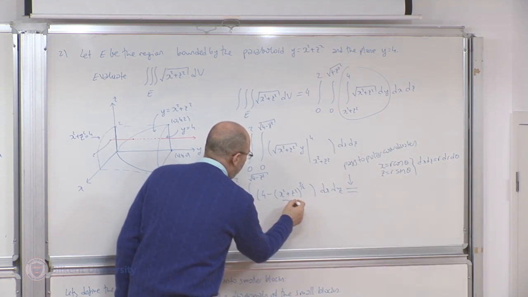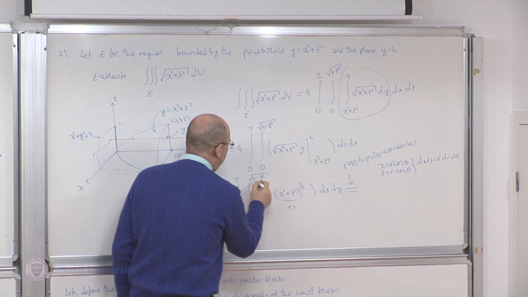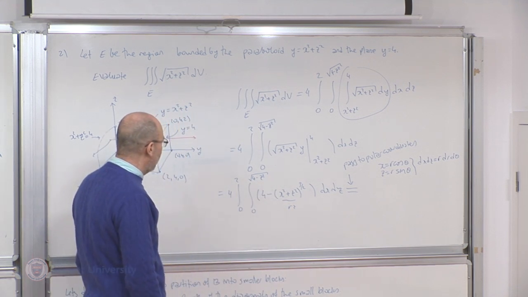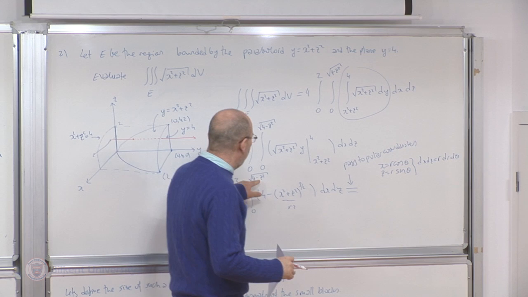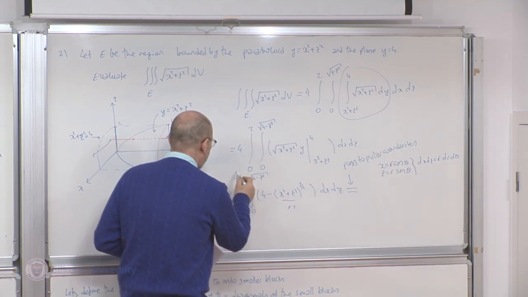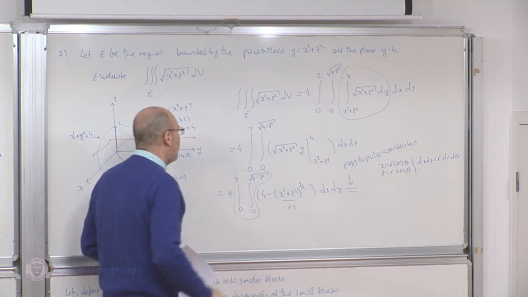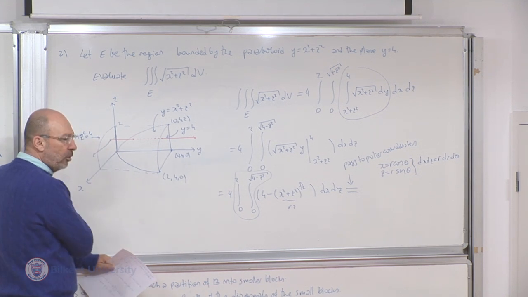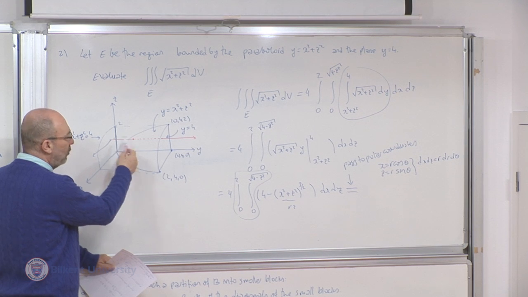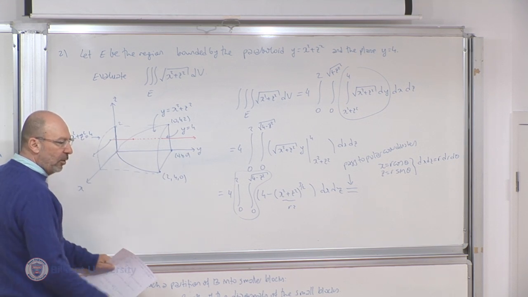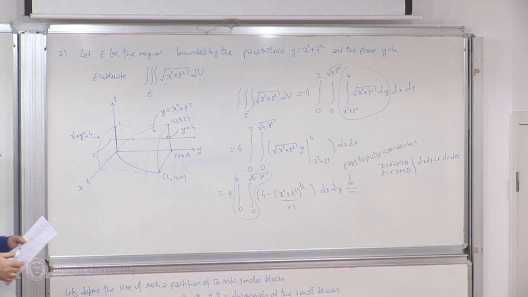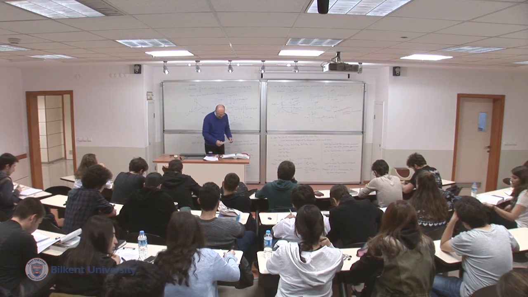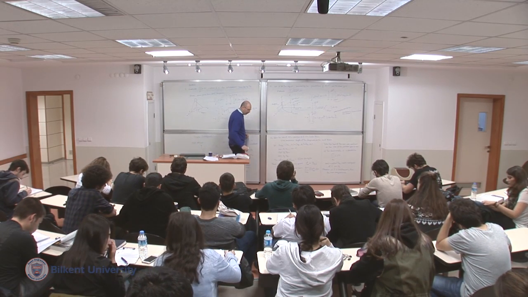Here you have r squared. Here you have 4 minus. Here you have the equation of the circle, but of course this part will be different. Your r goes from 0 to 2, and your theta goes from 0 to pi over 2. That part I'll leave as an exercise because I have more interesting integrals. These are more interesting.